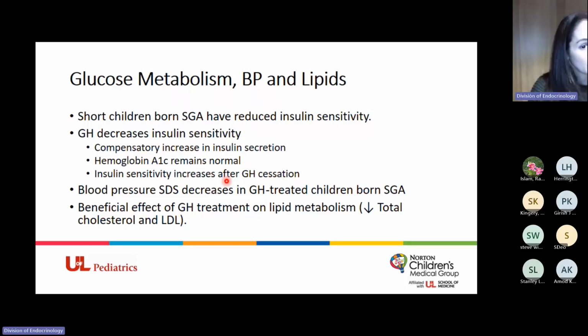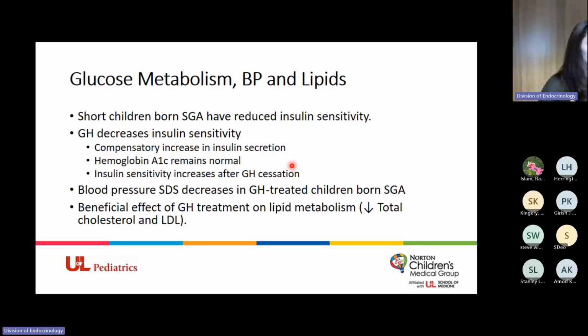So some of the things that we can see during growth hormone treatment in regards to glucose metabolism, blood pressure, and lipids is that we know that at baseline, short children that are born SGA have lower insulin sensitivity. And then we know that growth hormone treatment actually decreases that insulin sensitivity even more. But typically, these patients will have a compensatory increase in insulin secretion. So overall, they're able to maintain normal blood sugar levels, and their A1C levels remain normal.